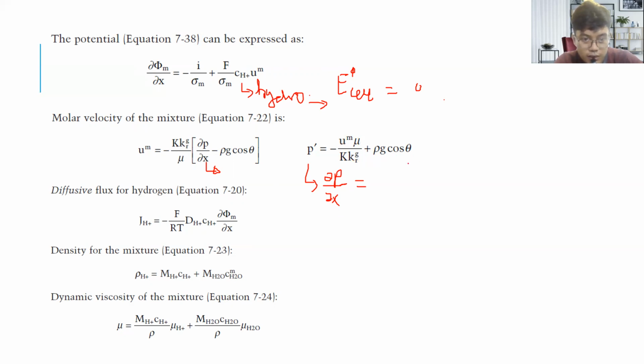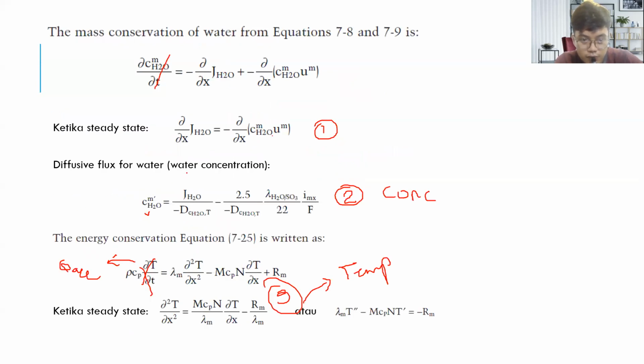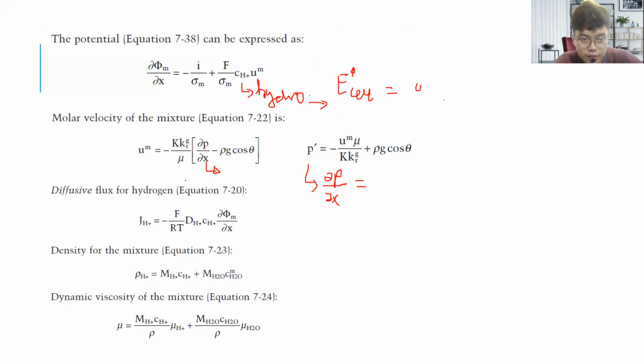The next one is for the diffusive flux. We can get the diffusive flux for water. We need the diffusive flux for water too. On the other hand, we have to calculate the diffusive flux for hydrogen with the equation as shown below.